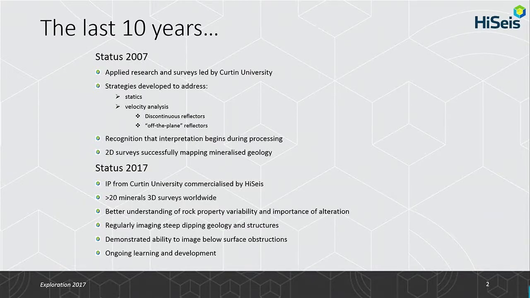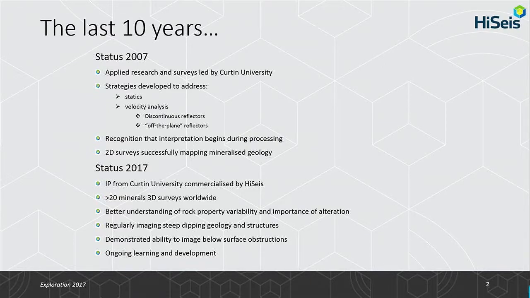So in a 2D survey, the reflecting object isn't directly beneath the line, which is common, of course, in a mineralised terrain, not to have two-dimensional geology. A recognition that in these complex systems, interpretation really needs to start during the processing. You need to understand what your objectives are, and the more understanding you can feed into that processing, the better the result that you can get out. And Milovan presented some successful examples of using 2D seismic in mineralised terrains.